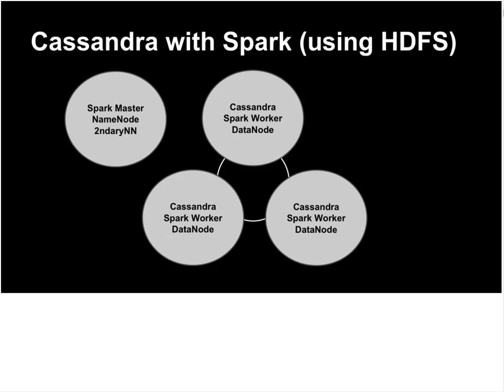Spark has a similar topology. Assuming you're running HDFS, you'll still have your Hadoop name node and secondary name node and data nodes running on each Cassandra node. But you'll replace your job tracker with a Spark master and your task trackers with Spark workers. It's also worth saying that you can run both Hadoop and Spark co-located on the same cluster, and they don't override each other.